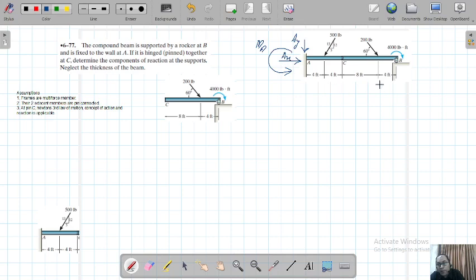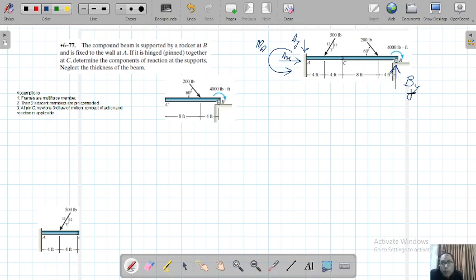And there will also be a moment here. Look at it, there will also be a moment here. And there will also be a reaction here, and you can call this reaction BY.